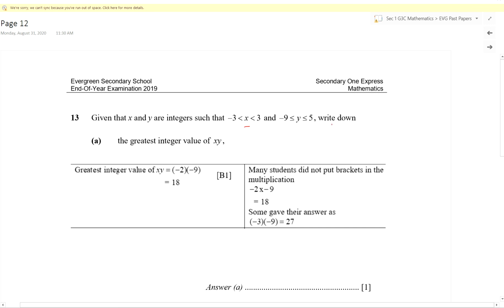Now x is between negative 3 and 3. X is greater than negative 3, and it is an integer, so x could be negative 2, negative 1, 0, 1, 2. These are the possible x values. You all agree? What about y? Y could be negative 9, negative 8, negative 7, so on and so forth until 1, 2, 3, 4, and 5.